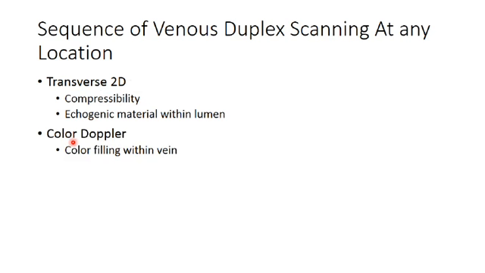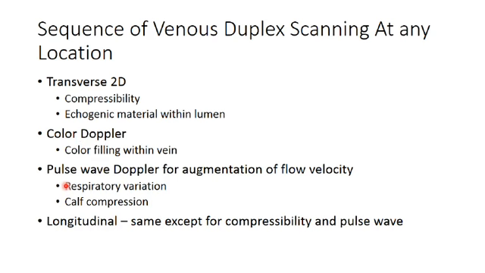Next, you put color Doppler, and you may have to tilt the transducer a little bit to create an angle to the flow, and you look for color filling within the vein. Then you put pulse wave Doppler in the center of the vein, and you look for phasic variations on respiration. If you don't notice that on tidal respiration, you ask the patient to take a sniff. And then next you look for augmentation on calf compression.